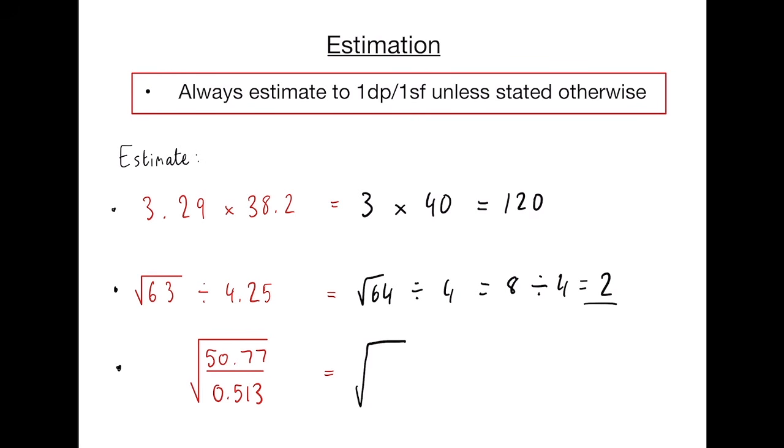And finally we would do the square root of 50 over 0.5. Now 50 divided by a half is going to be 100, and the square root of 100 is just 10.